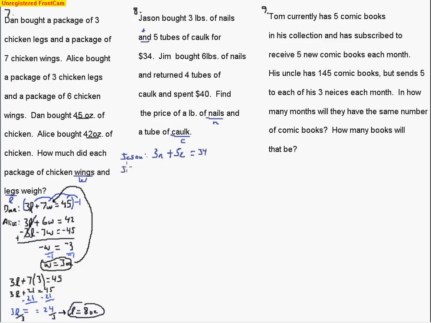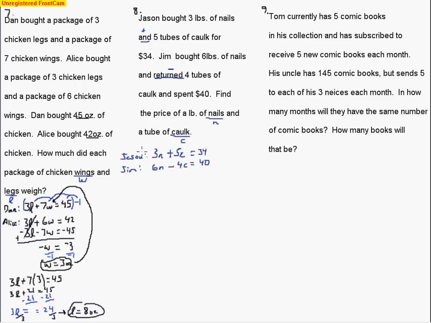Jim, well, he bought, it says, 6 pounds of nails, so 6N, but he returned. Ooh, what does returned mean? It means minus. We're going to take that away because he's getting that money back. He returned 4 tubes of caulk, and that totaled $40. Well, that tells us something about the caulk compared to the nails. The nails are going to be a lot more expensive because he returned a bunch of this caulking, and he ended up spending more money than Jason did.